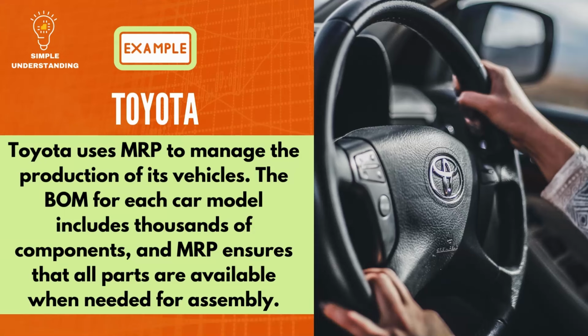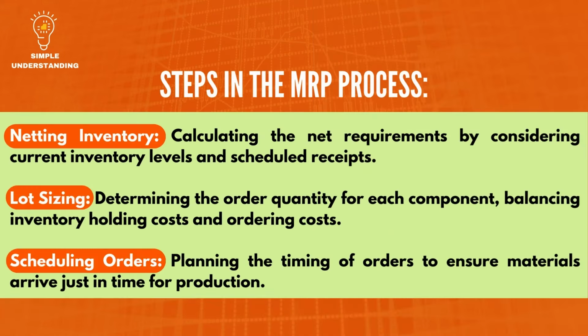Example: Toyota. Toyota uses MRP to manage the production of its vehicles. The BOM for each car model includes thousands of components, and MRP ensures that all parts are available when needed for assembly. 2. Steps in the MRP process.